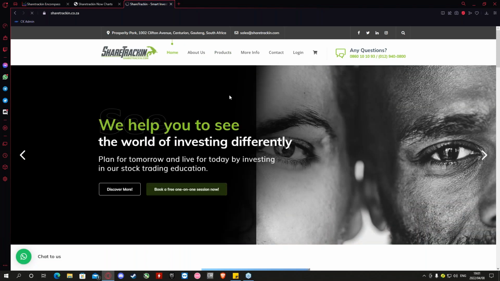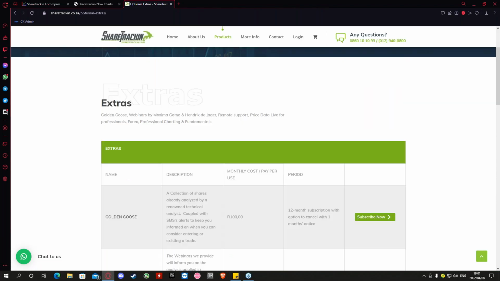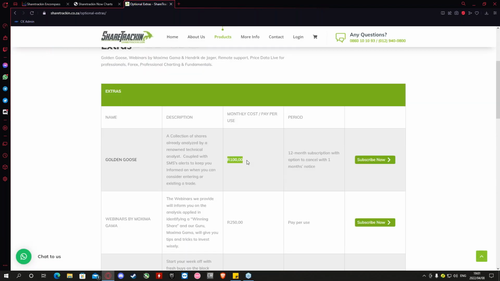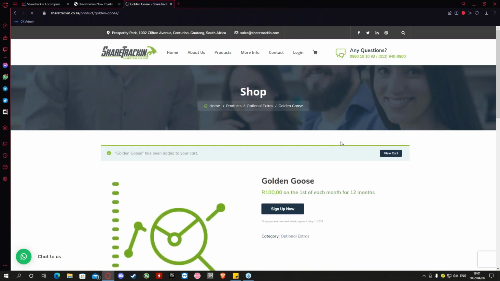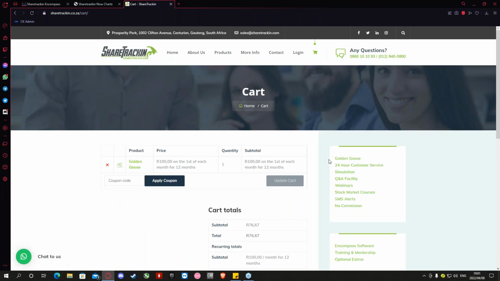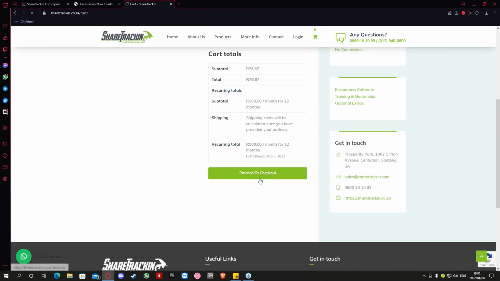Underneath the extras, you'll see that the first option is the Golden Goose. This is £100 per month for 12 months, and if you want to cancel, it needs to be with 1 month's notice. All you do is go to subscribe now, then click on sign up now, and once that is done, click on view cart. Then under view cart, click on proceed to checkout.